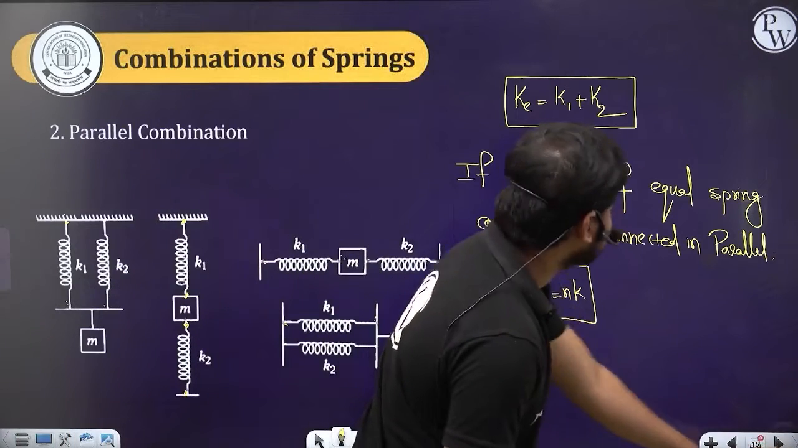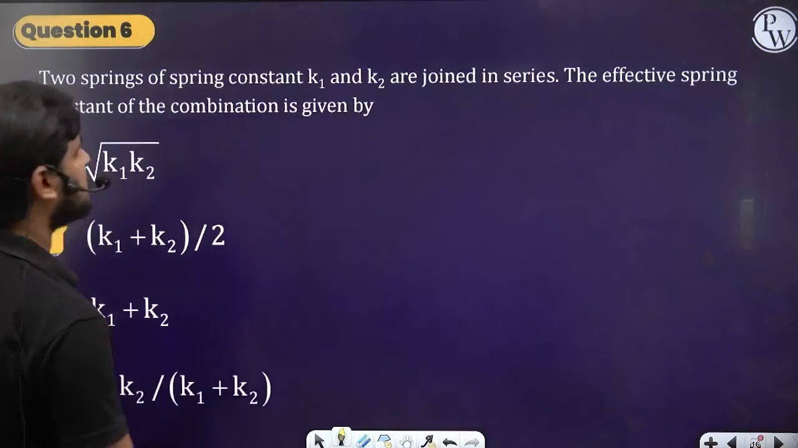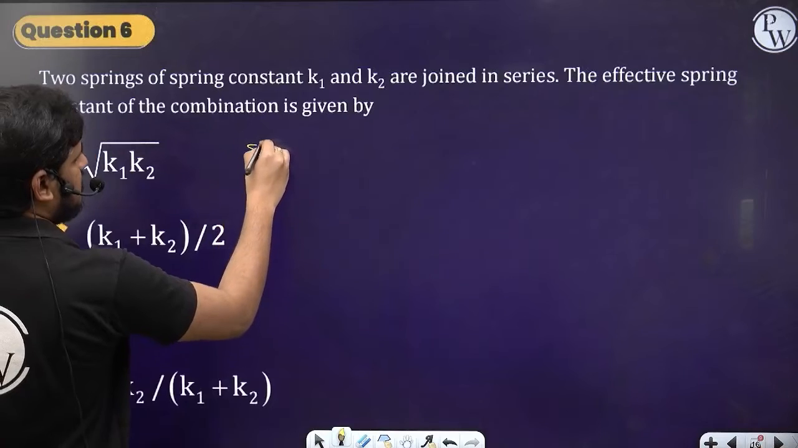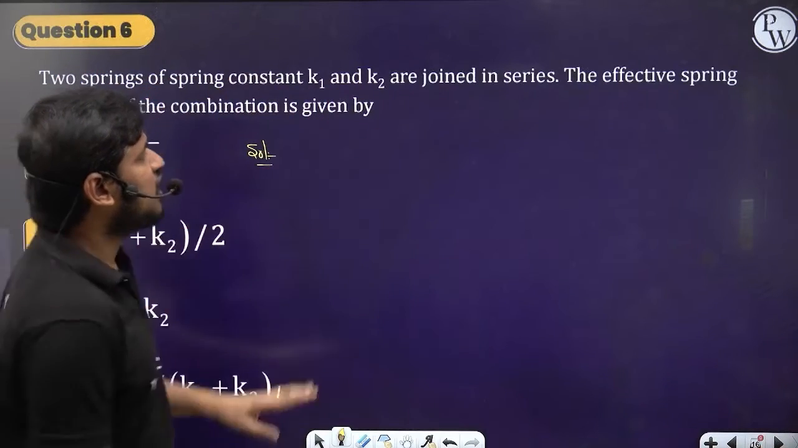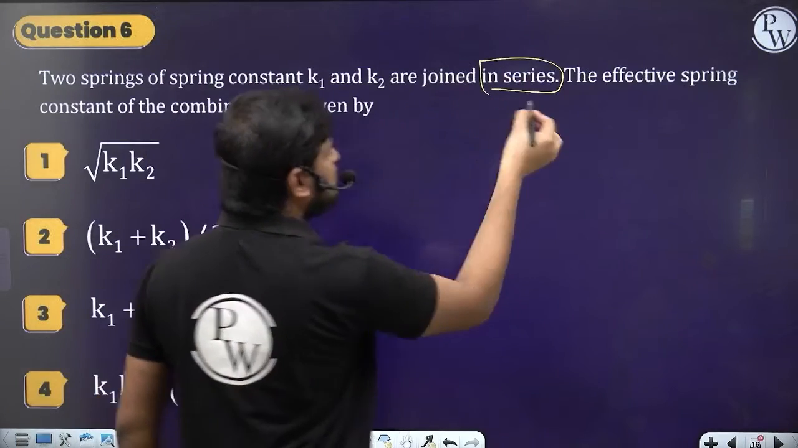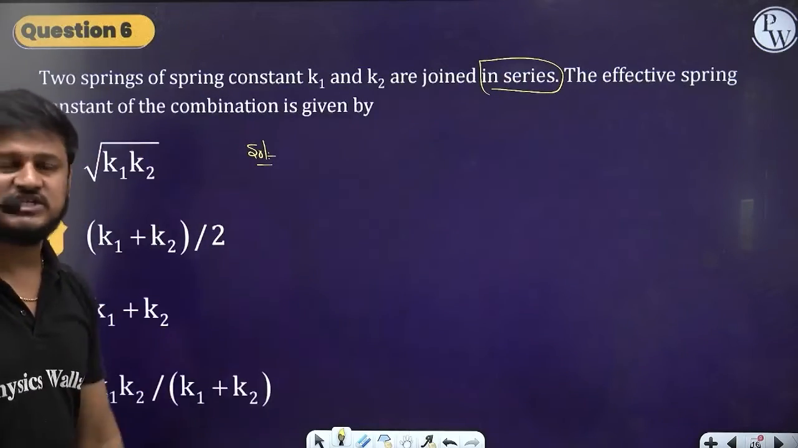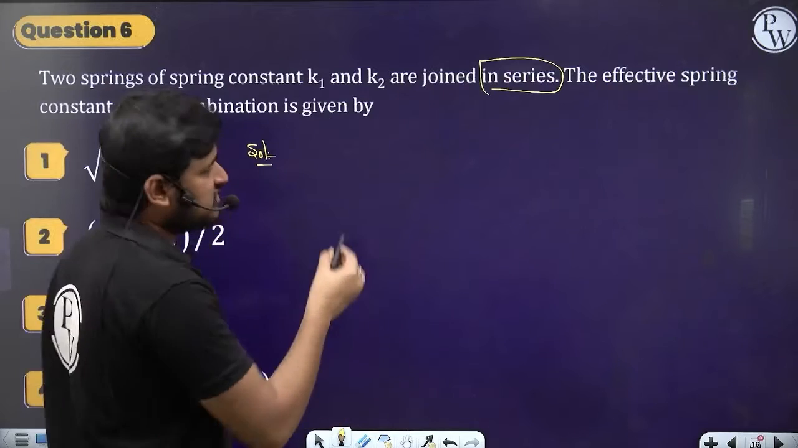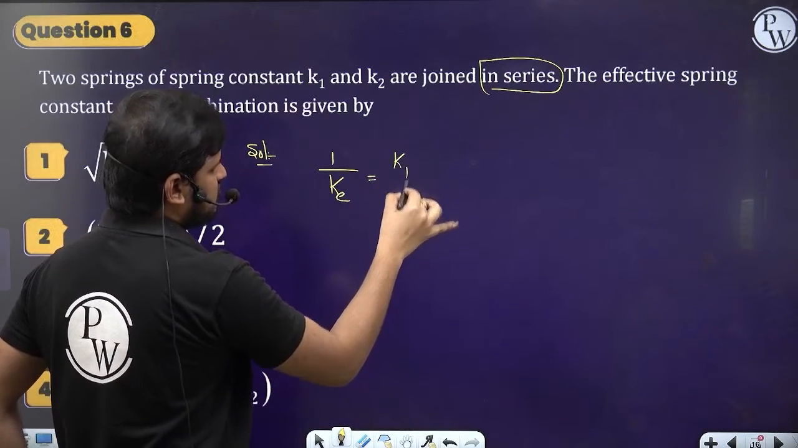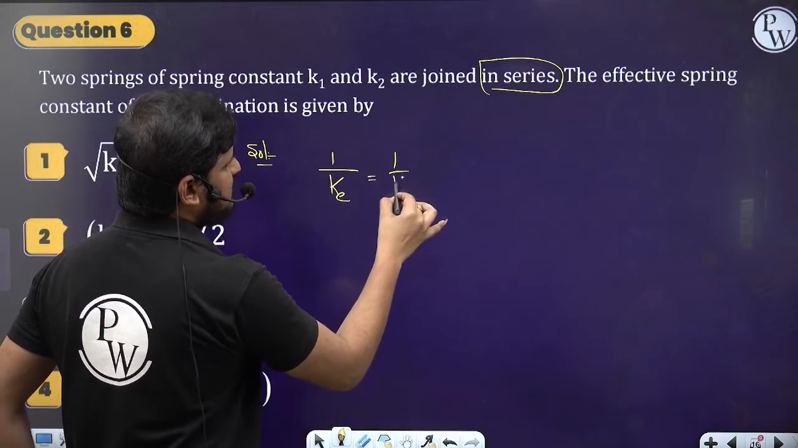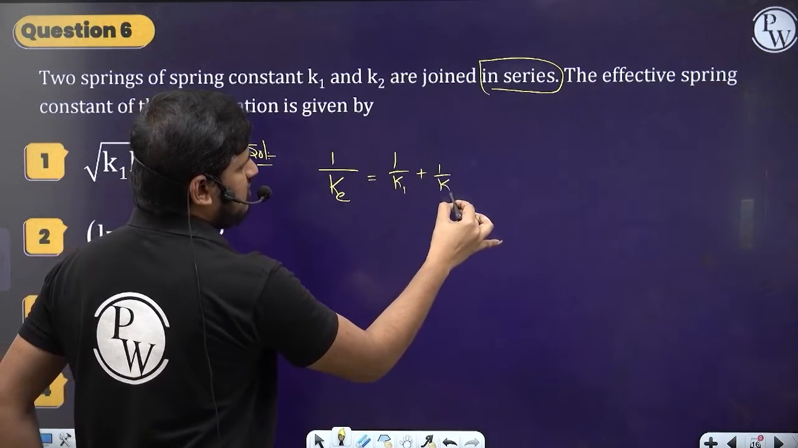So let's see some simple questions based on this. You guys can solve them very easily. Two springs of spring constant K1 and K2 are joined in series combination. The effective spring constant for the combination is given by, in the series combination, we know that 1 by K equivalent is equal to 1 by K1 plus 1 by K2.